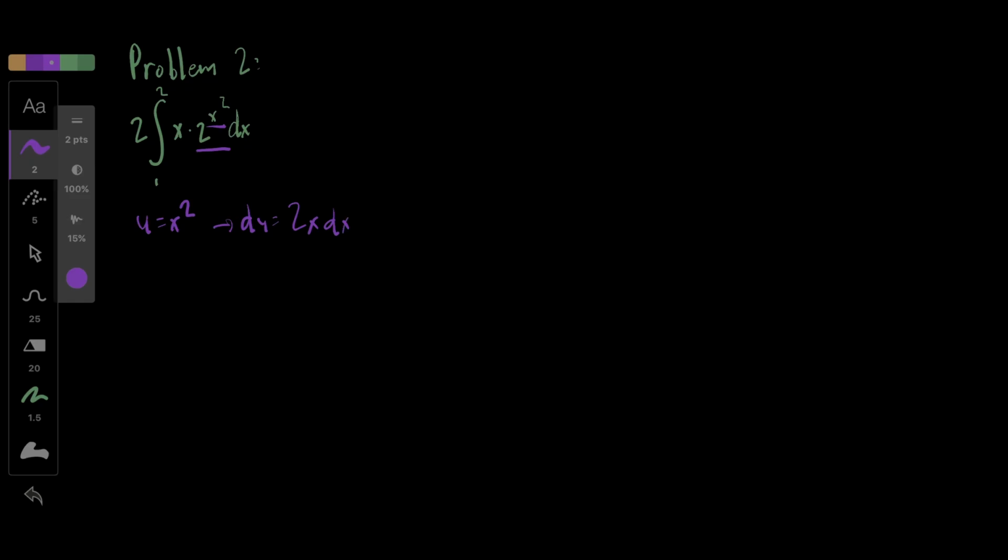Now, as you can see, we don't have the 2x, but we have this 2 on the outside. And by integral properties, we can move it on the inside. So we're left with this equation. And now we can substitute everything in. But one last thing. Remember, as I said earlier, our limits also have to change because now we're differentiating with respect to u, not with respect to x.